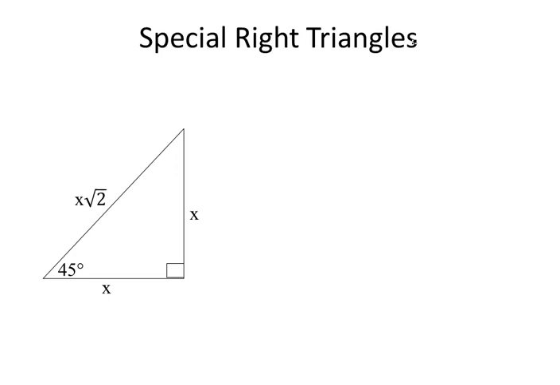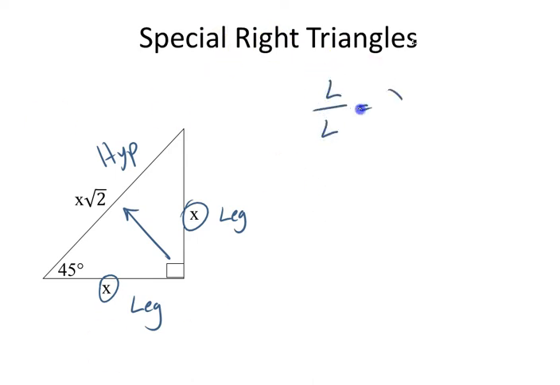Now we're going to talk about my other type of special right triangle, which is a 45-45. The first thing you'll notice is that both of my legs are the same, so both legs are equal. And this is still my hypotenuse because it's opposite the right angle. So I can again write ratios. This is again on the Ames reference sheet. Leg over leg equals x over x. And I can simplify. This would be 1.